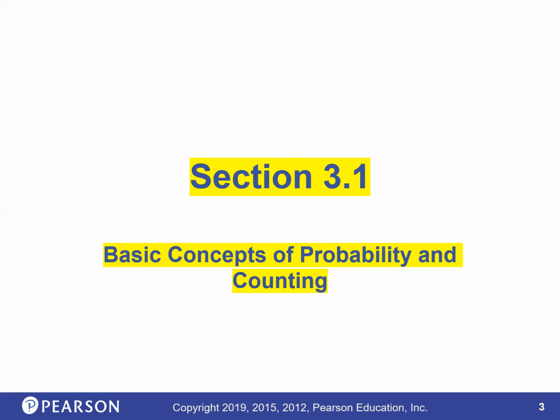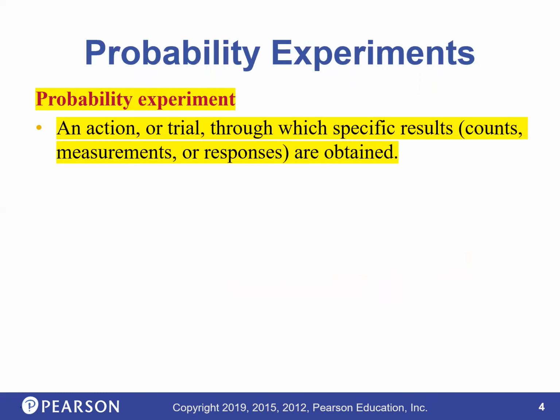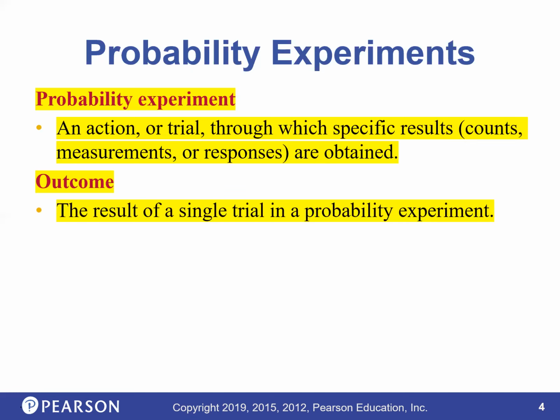So some vocabulary, just like we did for chapter 1, a whole bunch of vocabulary to write down. So what is a probability experiment? This is what it looks like. An action, a trial, something that we're going to do that we actually get a specific count, a measurement, a response is obtained for it. So the question is, what in the world is an outcome? The outcome is that result just for a single trial.